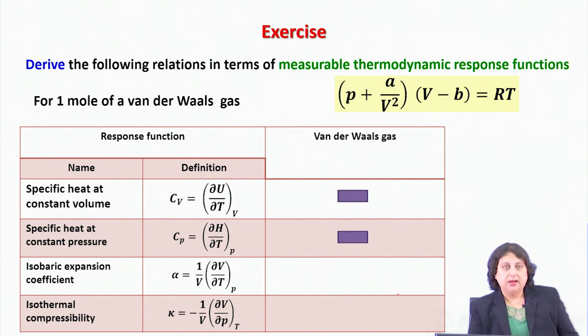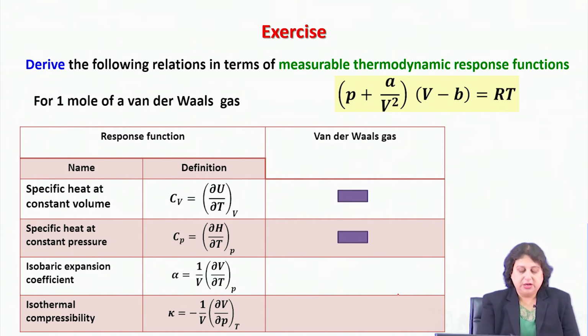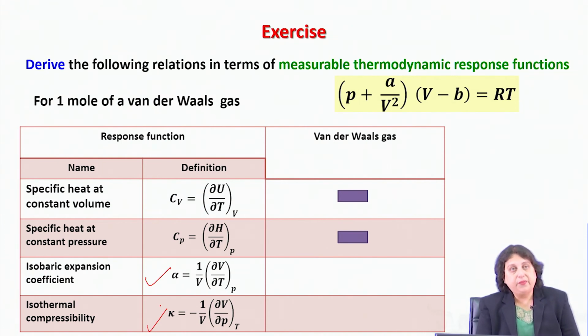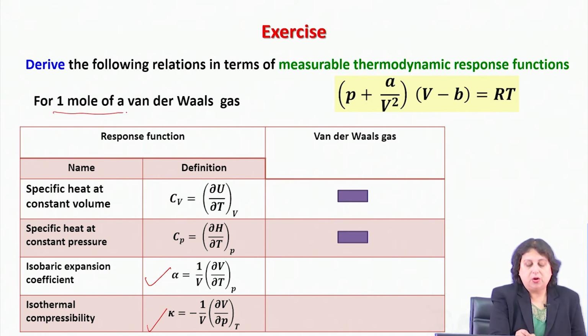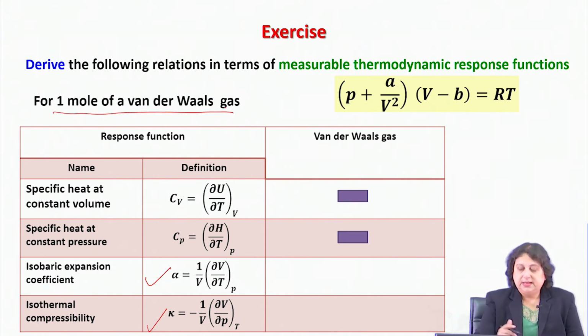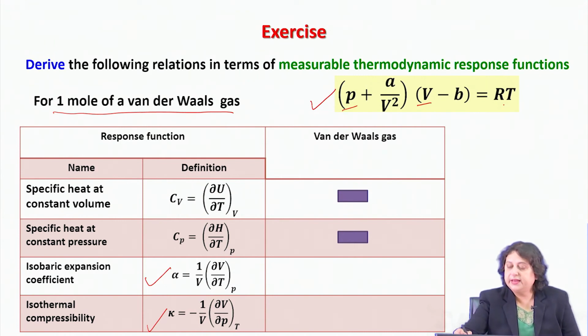And finally, I would like to mention that you can take this exercise of finding out alpha and kappa by knowing the equation of state of a real gas. So, for example, if I have 1 mole of a van der Waals gas, its equation of state is given by this expression. It gives you a functional relationship between pressure, volume and temperature of the gas.